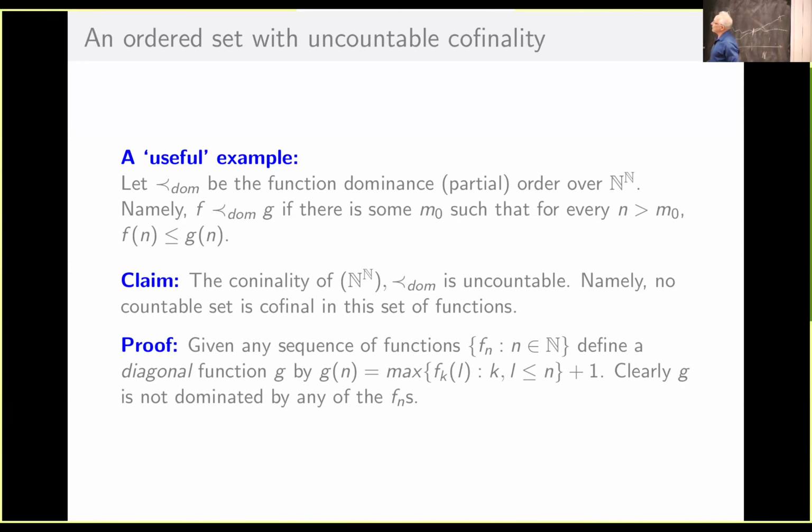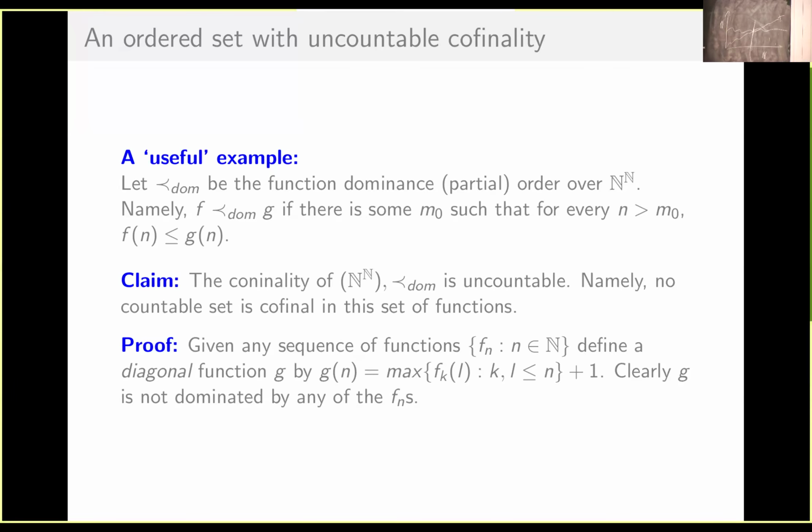So we say that f is below g if there is some m0, some point here that g crosses f, and from that point on, g is above f. So of course, it's just a partial ordering. I can have two functions that keep crisscrossing each other, and none of them dominates the other. It's a partial ordering. We can still ask about the cofinality of a partial ordering. What is the minimal set such that nobody is above an element of the set?